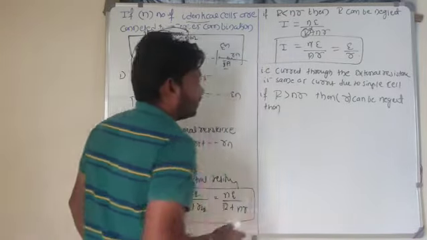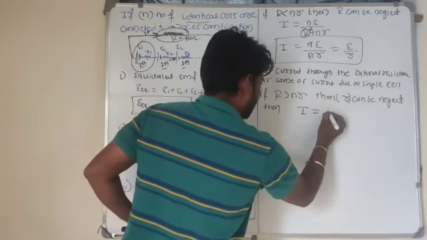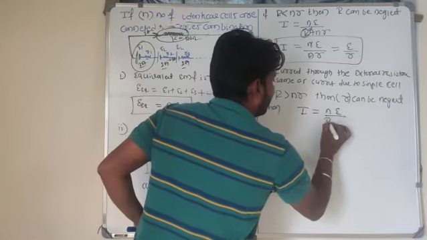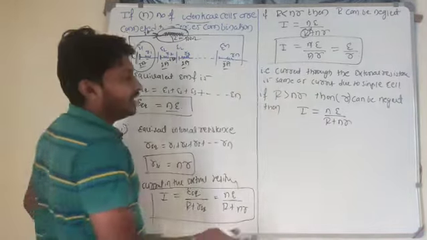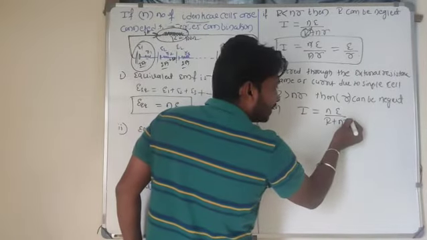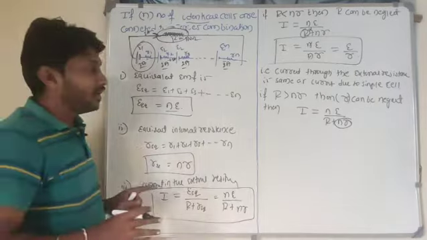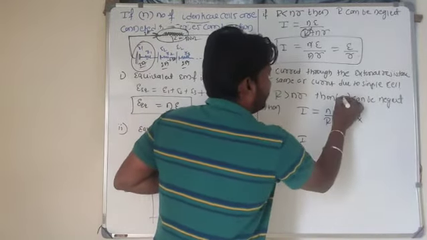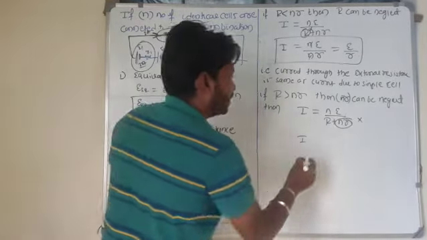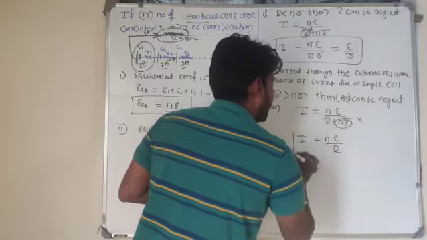Then if n into r is neglected from this equation, I is equal to what? n into E divided by R plus n into r. If the internal resistance value is neglected here, then n into r will cancel out, or n into r can be neglected. So I is equal to what? n into E divided by R here.